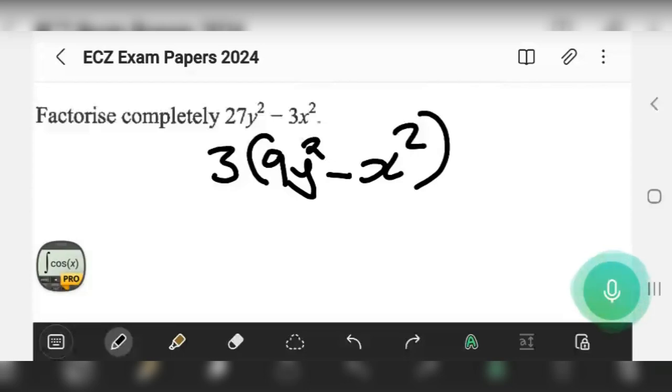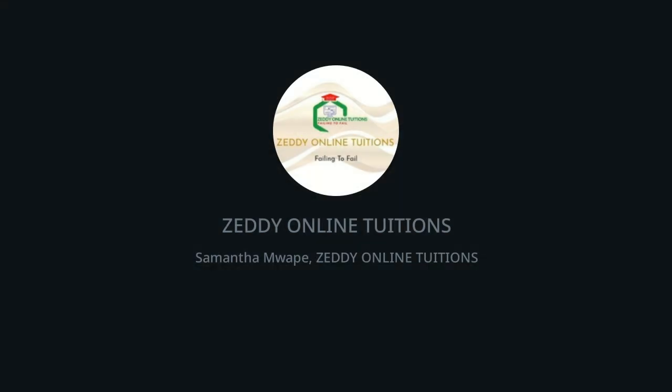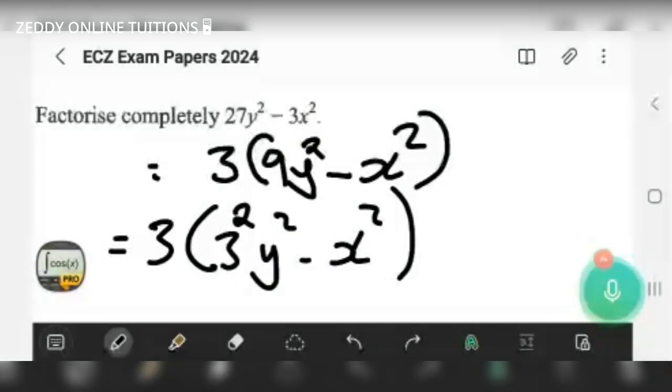Now what we are going to do is we need to have this 9 as a square as well. So we'll break it down: 3, open bracket, 3 squared y squared minus x squared. Have you seen? We have squares all over. So this is where we are going to use the difference of two squares. Do you know where the difference of two squares only works? It only works if you've got a negative. Without a negative, it's not going to work because it cannot go back. You see?